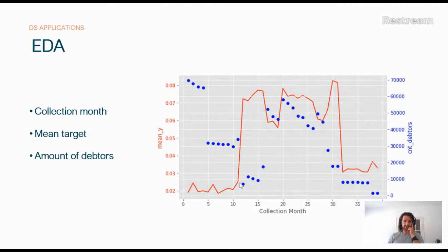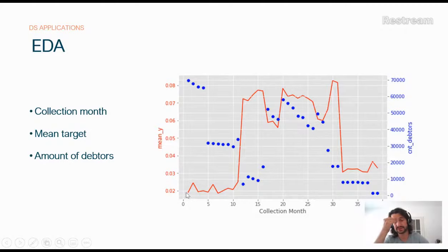Good. So a bit of another part of EDA. Here is the graph where we try to represent the data and understand it a bit more. On the x-axis, we have the collection months, or the age of the debt. When the collection agency acquires a debt, the age is of course 0. Then with time, the age increases. Here we wanted to see how the target changes with the age of the debt. The target is the red line here, representing the average target for all the customers having this age.